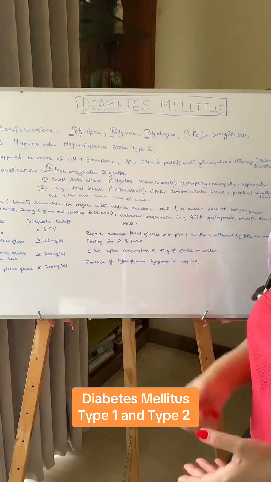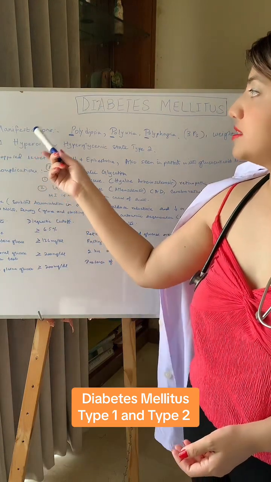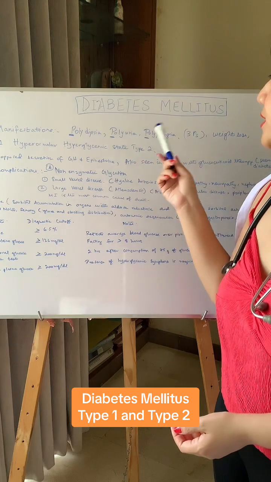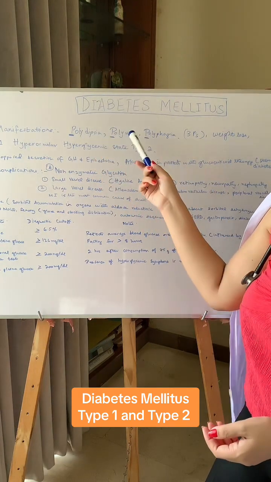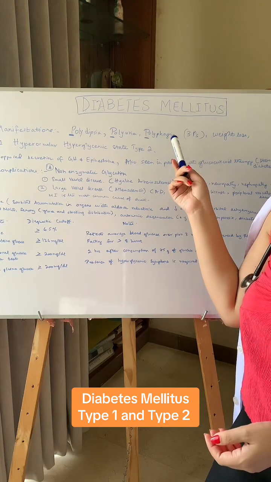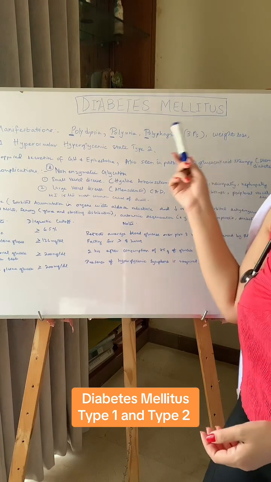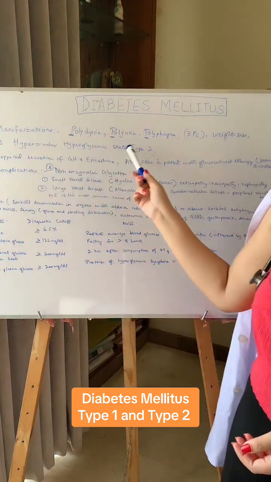Now diabetes mellitus is one of the most common diseases that we come across. The acute manifestations include polydipsia, polyuria, polyphagia, which are like the 3 P's. Polydipsia means excessive thirst, polyuria is excessive frequent urination, and then we have polyphagia, which is excessive hunger. Then we have weight loss, diabetic ketoacidosis in type 1, and hyperosmolar hyperglycemic state in type 2.